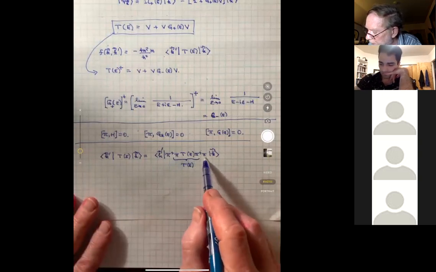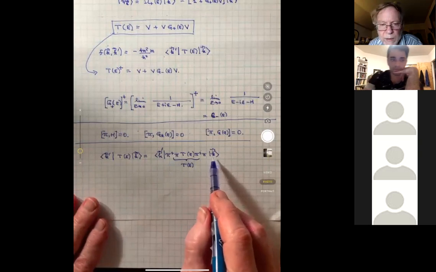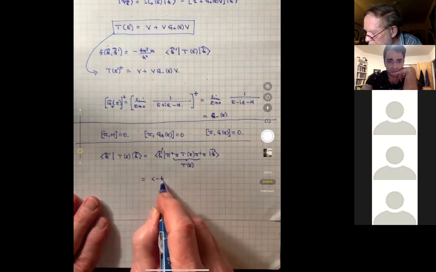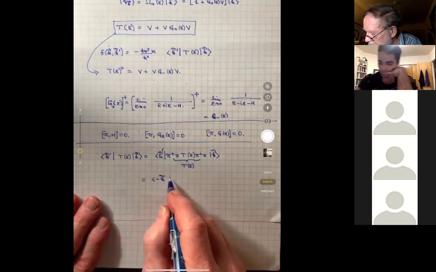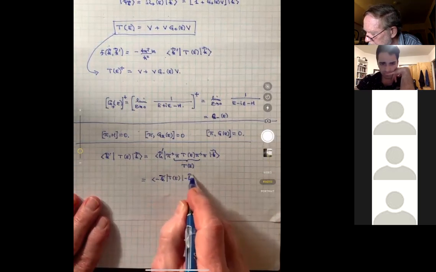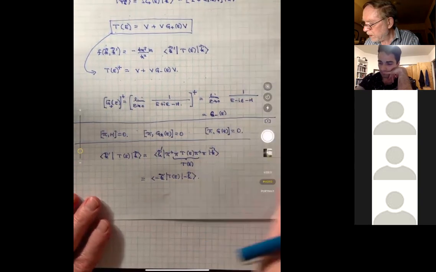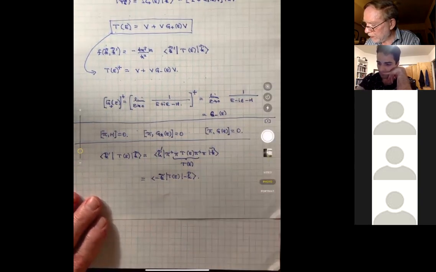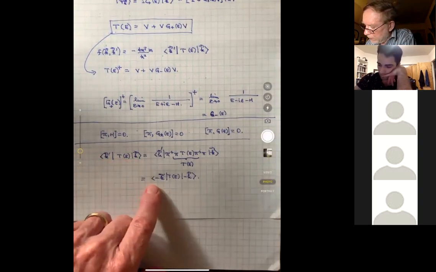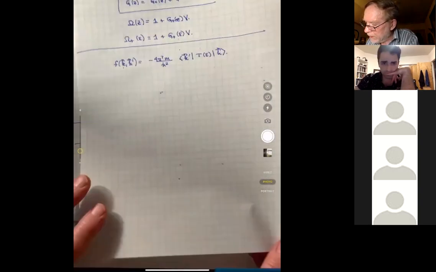On the other hand, parity acting on a plane wave of wave vector k changes that wave vector k into minus k. So this becomes equal to minus k prime on the left, T of E in the middle, and minus k on the right. And so what that means then is that if the Hamiltonian commutes with parity, then the scattering amplitude at k prime, k is the same as at minus k prime and minus k.